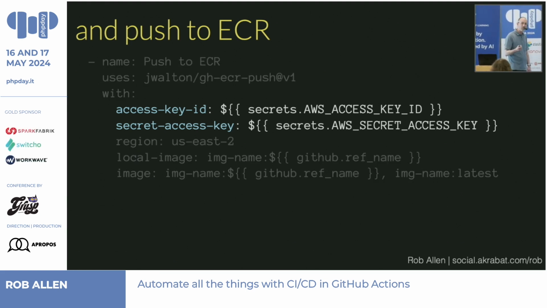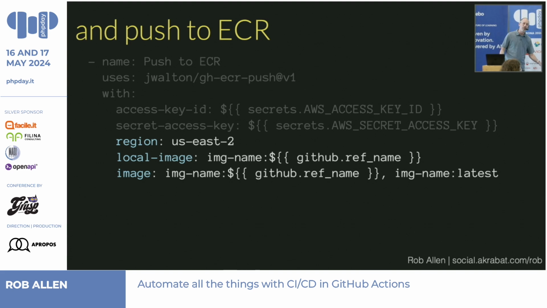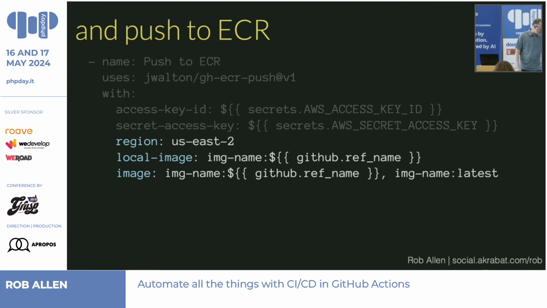Again, secrets matter, so you have to tell the action your AWS key ID and secret, and it will not get them for you. And then where you put it. Don't put it in US East 1, but I assume you already know that. US East 1 is unreliable at best. Give it a local, the local image is what it was created on disk, and then the image is what you're going to tag them into ECR. Generally, you're going to do the version number and you're going to do latest, and then your system will pick up from there.